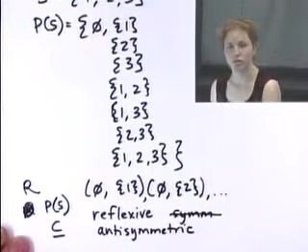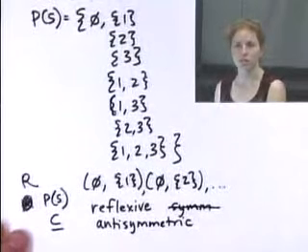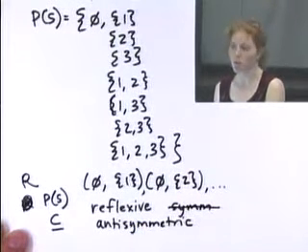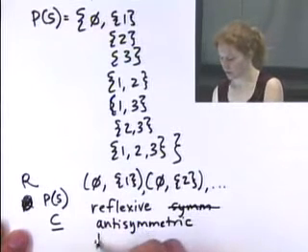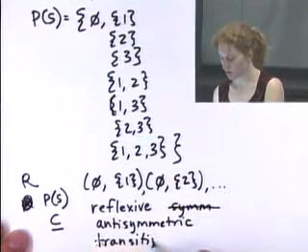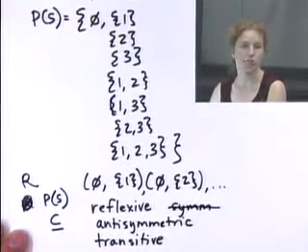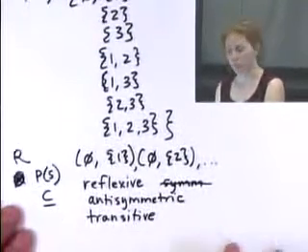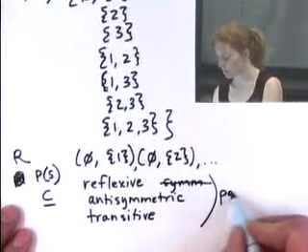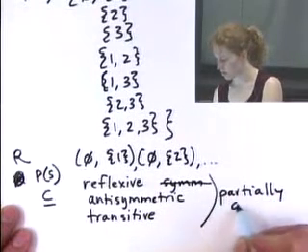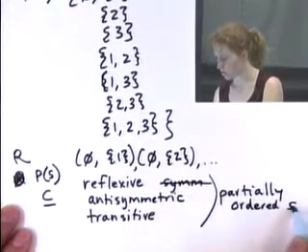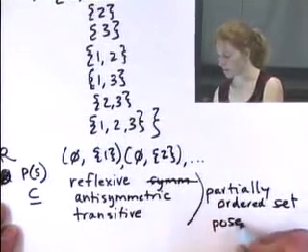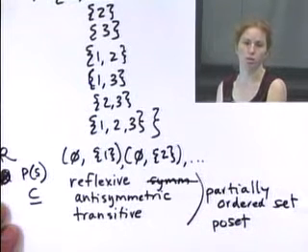And is it transitive? Yes. It's transitive because if A is a subset of B and B is a subset of C, then A is a subset of C. That works with subsets. And it's not asymmetric, right? Because asymmetric would have to be irreflexive. So now we know this is a partially ordered set. And what's another way to write partially ordered set? Poset, P-O-S-E-T. So that's an abbreviation of partially ordered set.